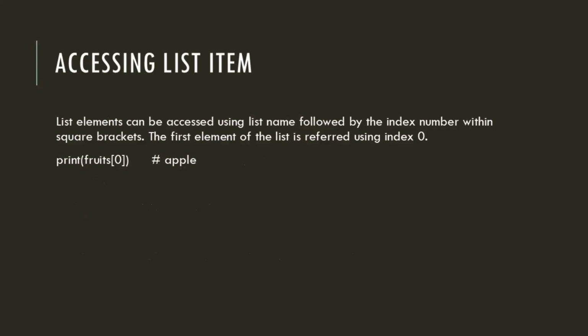Accessing list items. List items can be accessed using the list name followed by the index number within square brackets. The first element of the list is referred to using index 0. For example, print fruits 0 will print apple in this case.